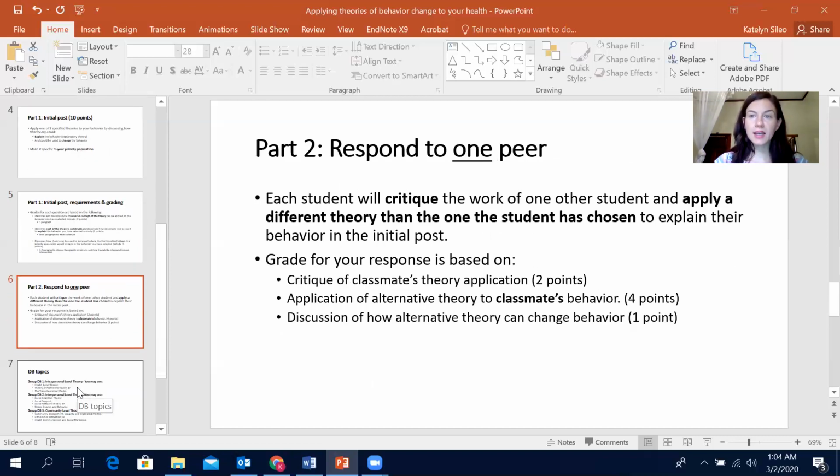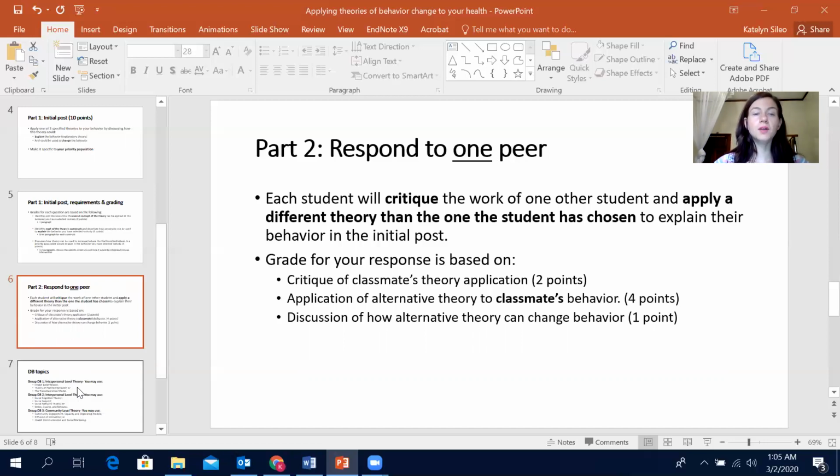In the second part of this, which is after your peers all make their posts, after your initial post, you'll just select one peer. You don't have to reply to every peer. It'll be good throughout the semester to try and select other people and not all comment on the same person. And you'll critique the work of that student and then also apply a different theory than the one the student chose to explain their behavior. Again, not yours, theirs. So you're trying to expand your own knowledge beyond just your own behavior and think about how these can be applied to other behaviors.